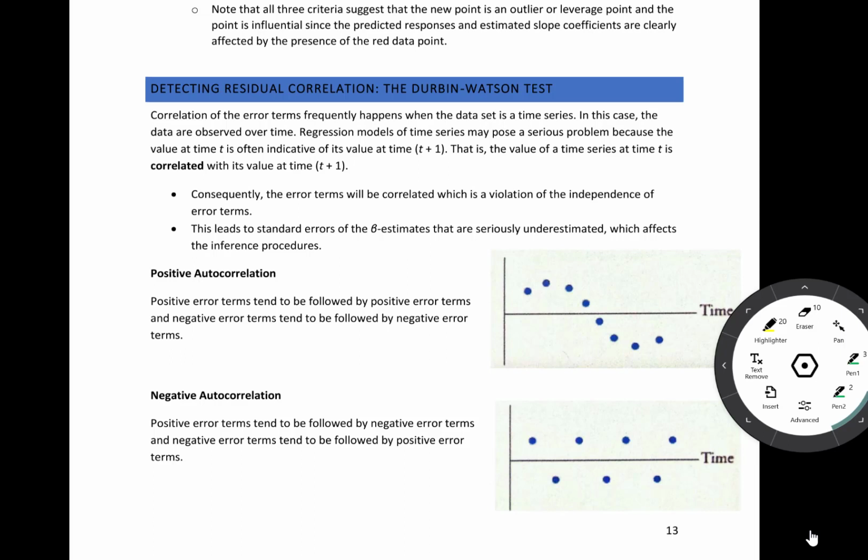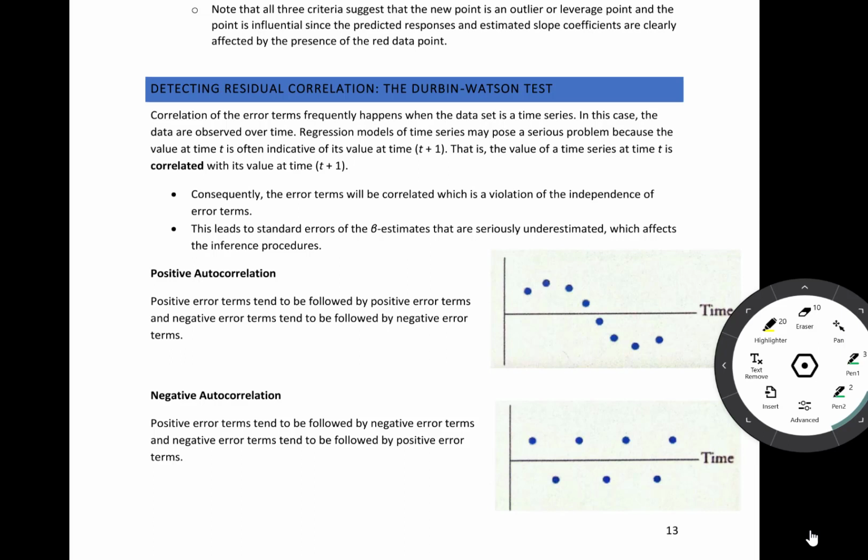So we do assume that our residuals are independent of one another. That's one of the assumptions that we make. Most of the time that is violated is when we look at time series data, or if observations are made on the same person multiple times, which again would suggest time series because we're taking multiple data points throughout time. So correlation of the error terms frequently happens when the data set is in a time series. In this case, the data is observed over time.